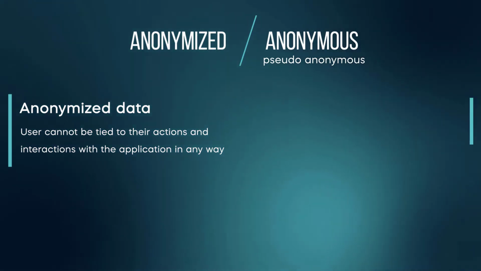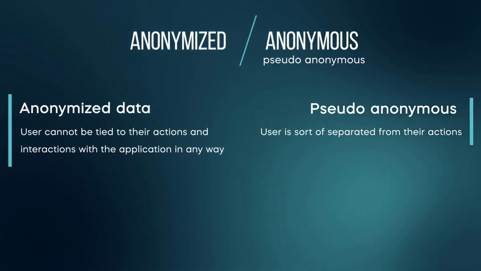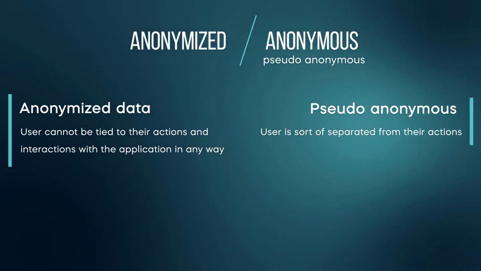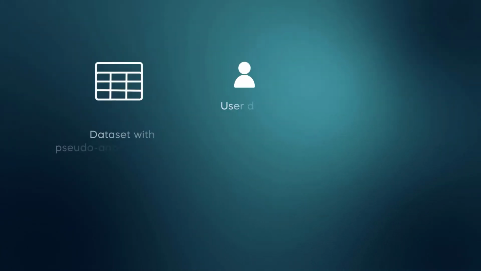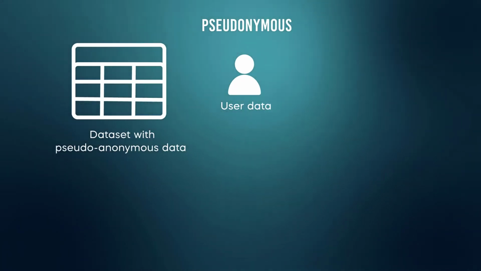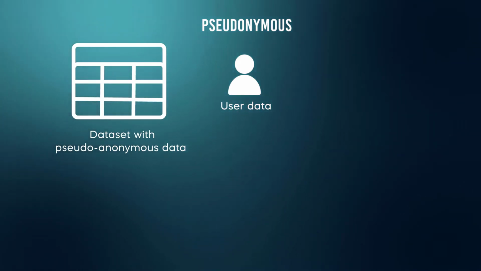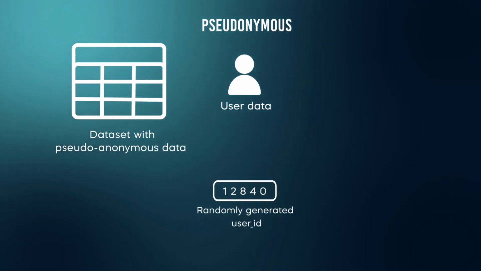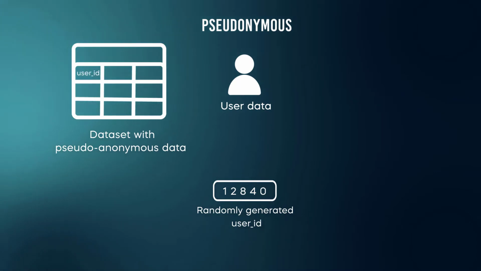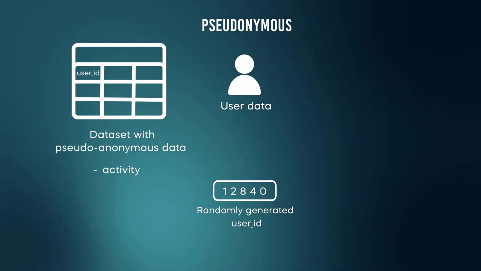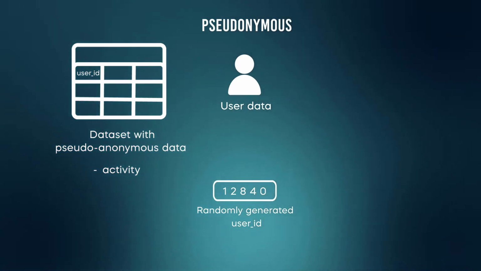But most companies keep pseudonymized data, where the user is sort of separated from their actions. So there is a data set or multiple data sets tracking user actions, but they don't keep the specific identifier of this user, neither the name nor the email. They just have a randomly generated user ID, and based on that user ID, usually you see all the tracking, you see the timestamps of when they were active in the application or when they interacted with the product.